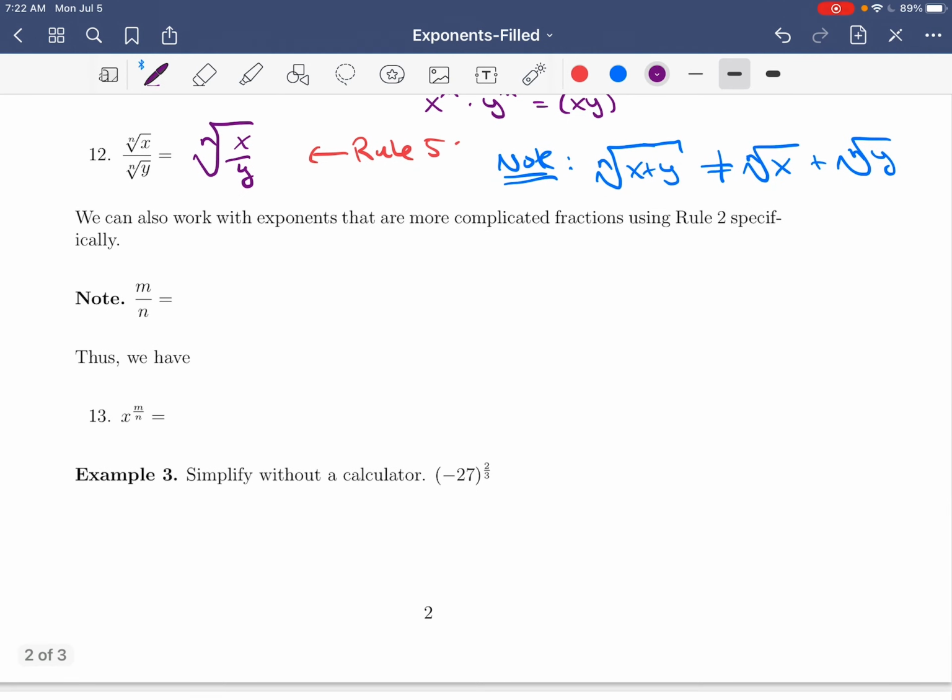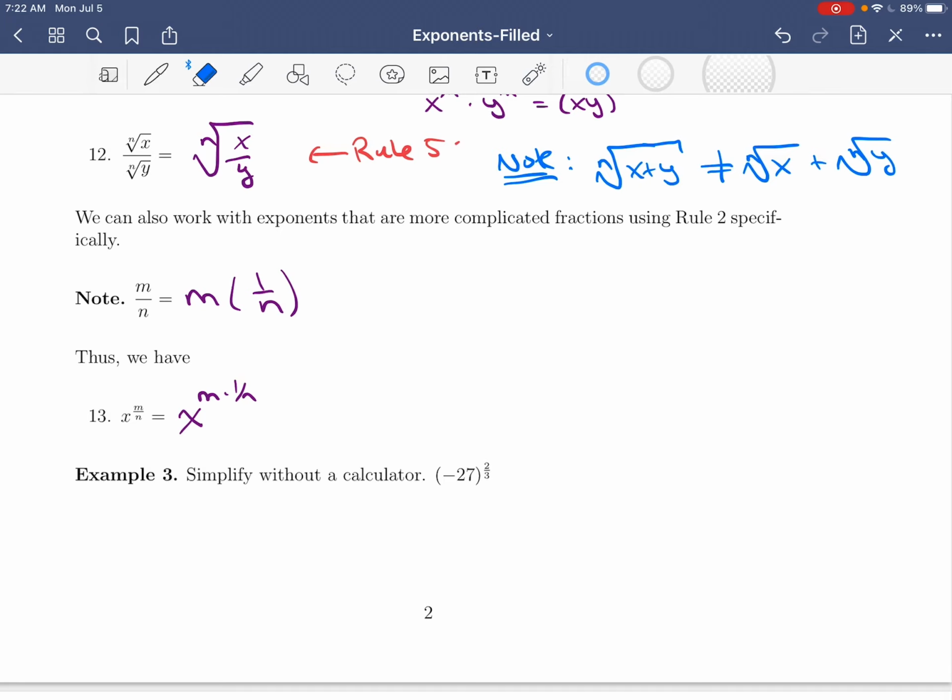So far everything we've had has been 1 over something, but you could have m over something. So m over n, you could write as m times 1 over n. Because of that, x to the m over n, we could write as x to the m times 1 over n. And when you have multiplication of exponents, remember you can write that as x to the m to the 1 over n.